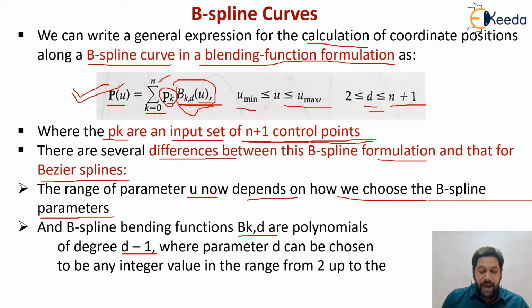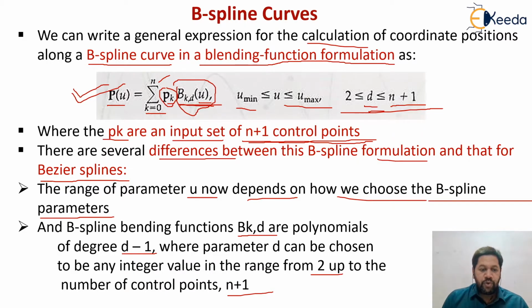The polynomial degree will be d minus 1. The d value will be a minimum of 2, so the polynomial degree will be a minimum of 1. The d value should be from 2, the minimum value, up to the number of control points that we have, which we just listed as n plus 1. These are the two differences. There is one more difference between this equation, or blending function, of the B-spline compared with the Bezier spline equation. Okay, so I move to the next slide.